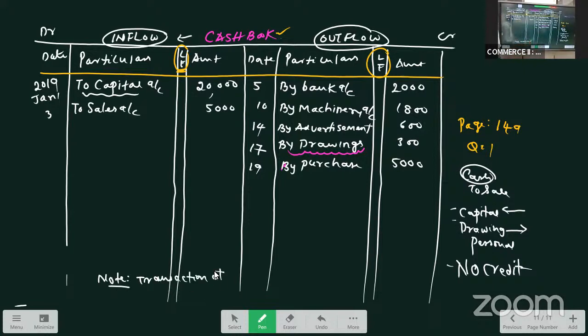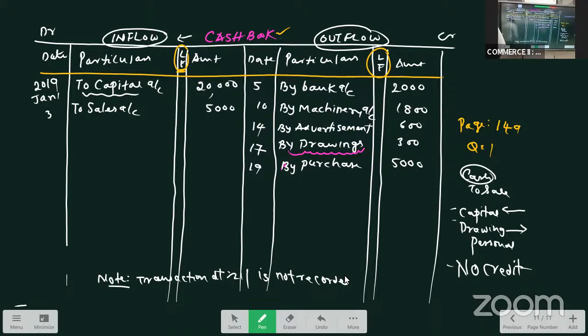What was the date? Transaction 21 is not recorded. Simple, leave a note like this: transaction dated 21 is not recorded. Why? Because it's a credit transaction.